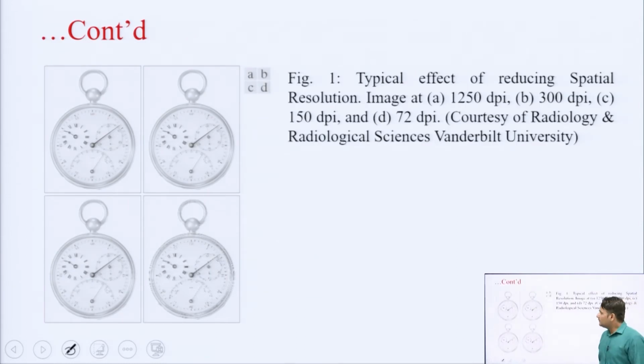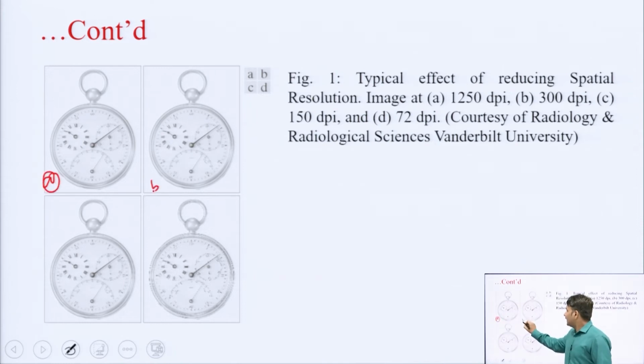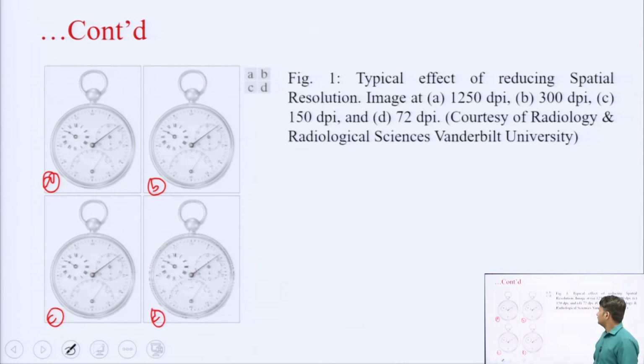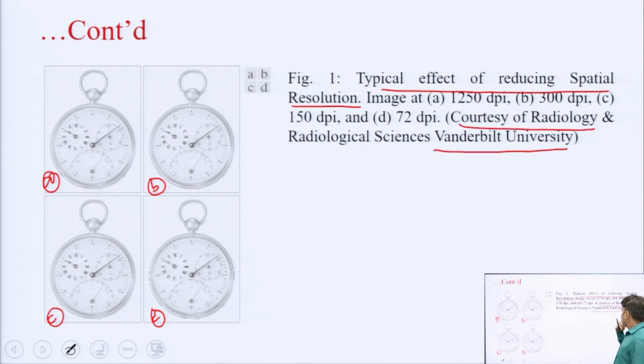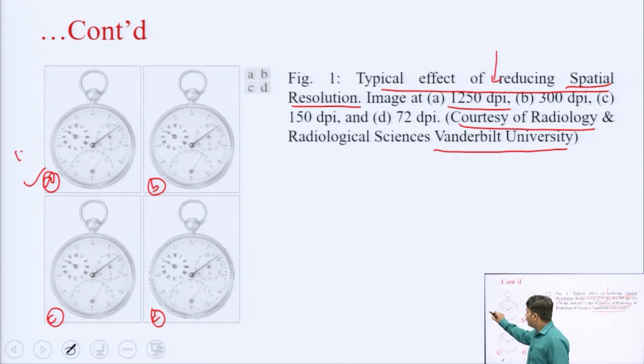See, if we take the picture of these 4 designs, this is the A portion, this is the second image, B, and this is the C image, the third image is this, and the fourth one is this one. Okay. So, we observe the typical effect of reducing spatial resolution, and these images are taken from the Vanderbilt University lab. I am giving the courtesy to them, and we are observing the spatial resolution portion. The first image is more clear than the other ones. You can observe we are taking 1250 dots per inch here, so that is the 1250 dpi image in this first image.